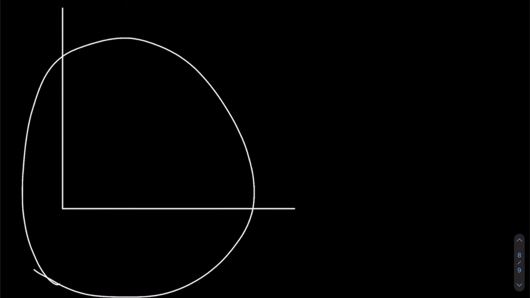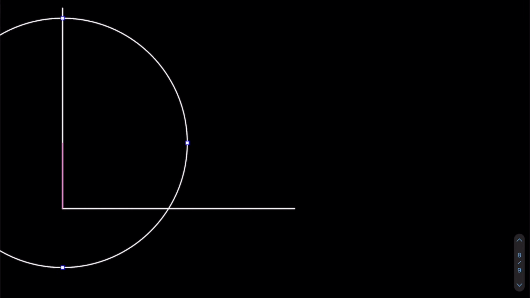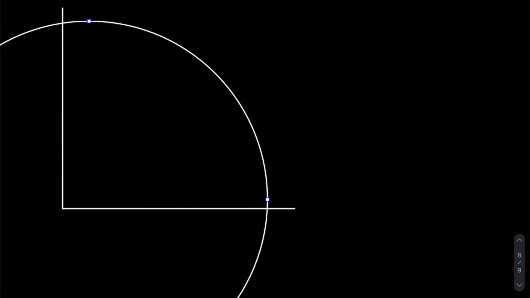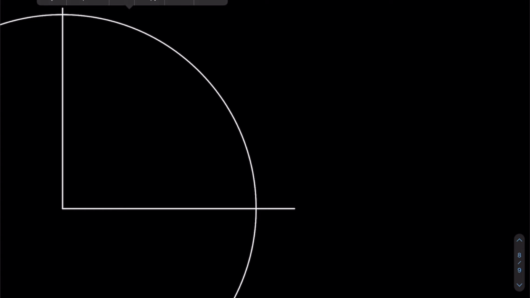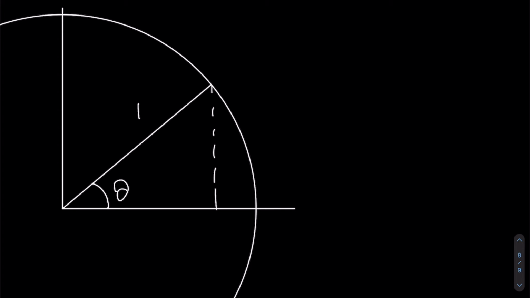So what I'm going to draw is a unit circle. Hopefully you are familiar with trigonometry, because this proof is going to be full of it. Okay, so here's the unit circle. It has radius 1, and this angle is theta. And this height here is sine theta.